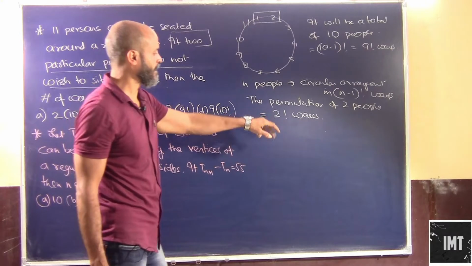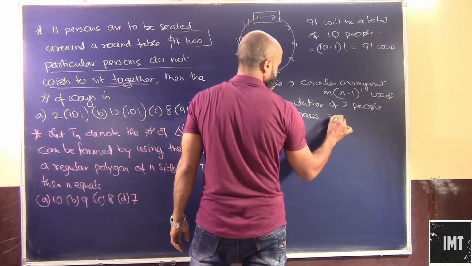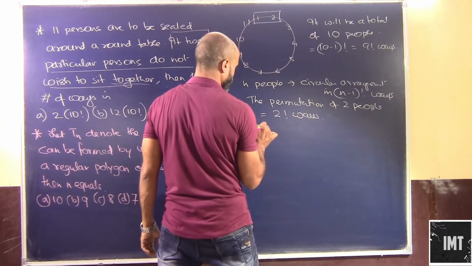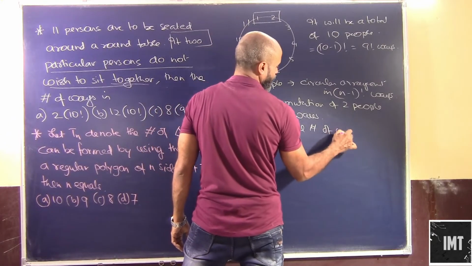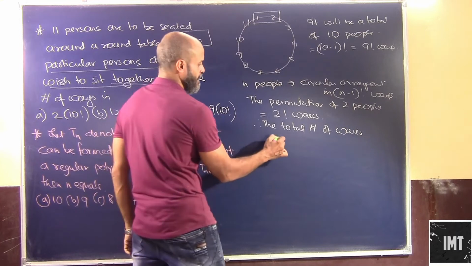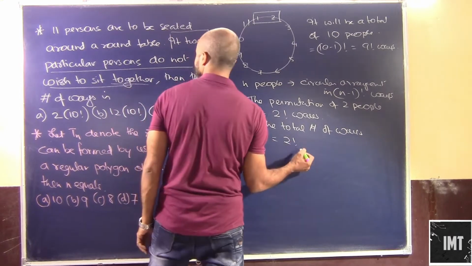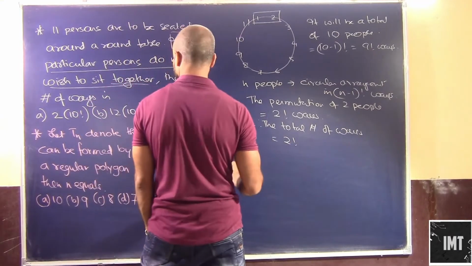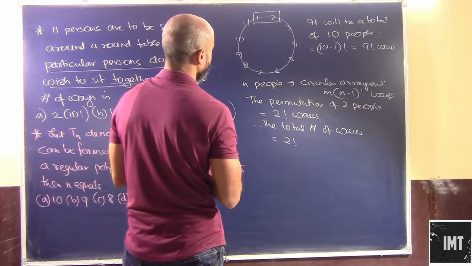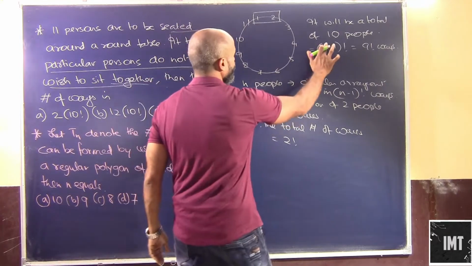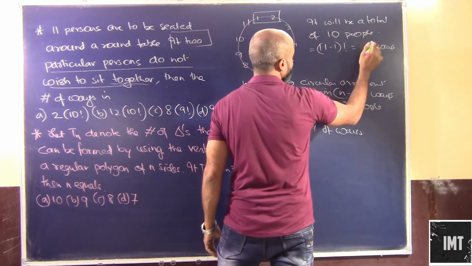Okay. Factorial 2 ways, which means the total number of ways will be equal to factorial 2 into... we have 11 people. So this will be factorial 10 ways.